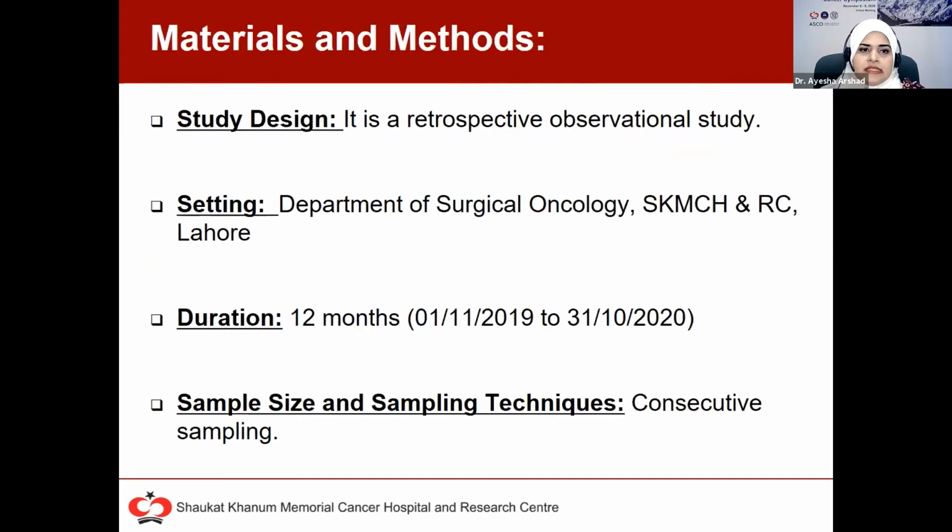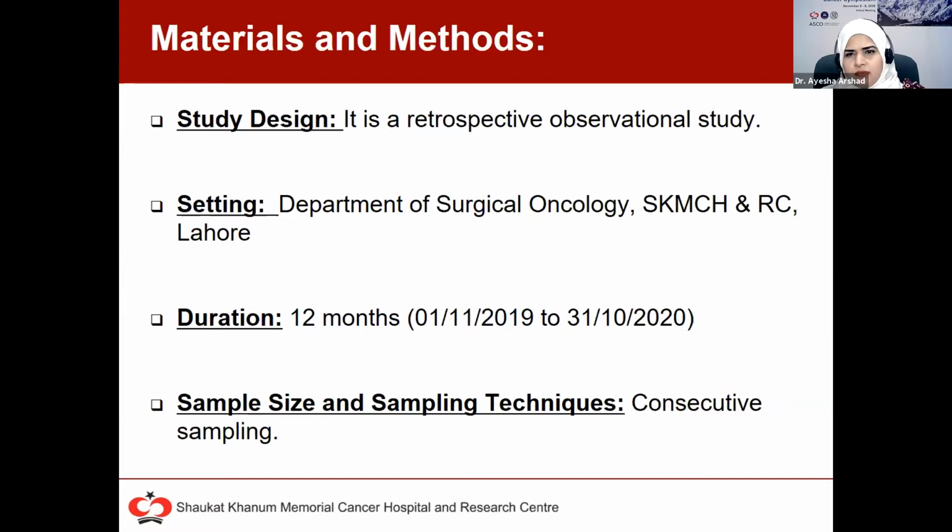So the study design is a retrospective observational study. It was done in the Department of Surgical Oncology, where I'm working at Shaukat Khanum Memorial Cancer Hospital and Research Center, Lahore, for a duration of 12 months, from the 1st of November 2019 to the 31st of October 2020. I started at Shaukat Khanum around mid-October last year. We had to get all the equipment and got a bit late starting, but I think we are now increasing in our frequency.